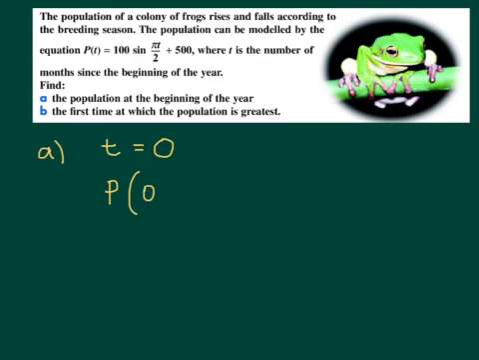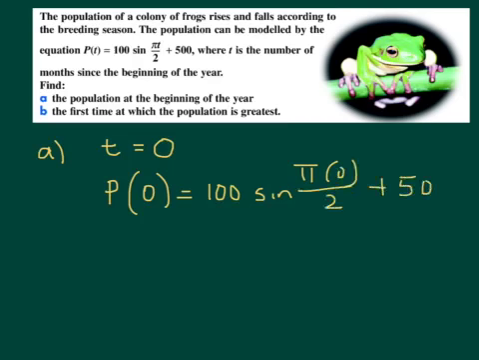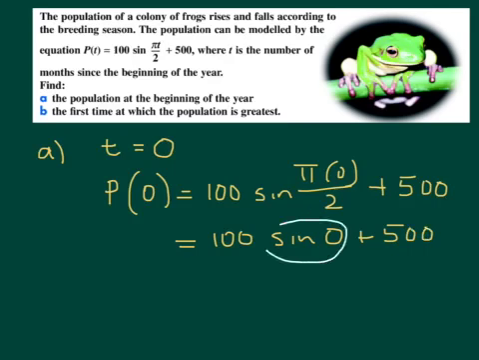So p of 0 will be 100 sine (pi times 0 over 2) plus 500. Simplifying gives me 100 sine 0 plus 500. Now we know that the sine of 0 is equal to 0. Therefore 100 sine 0 is 0. So my answer is 500. There would be 500 frogs at the start of the year.